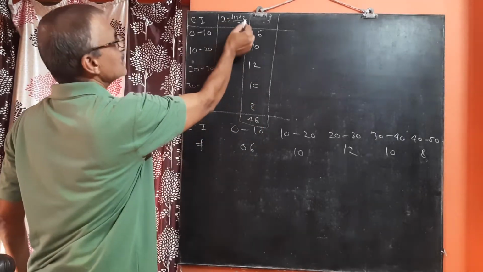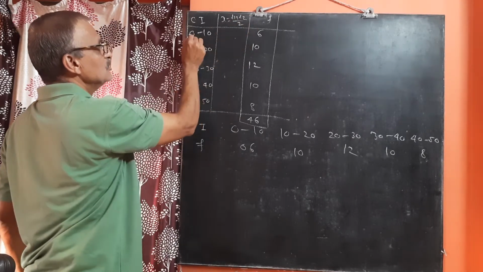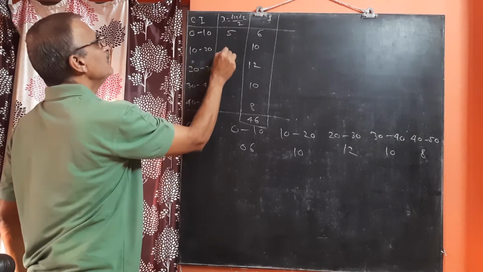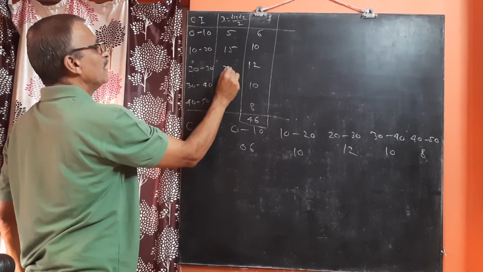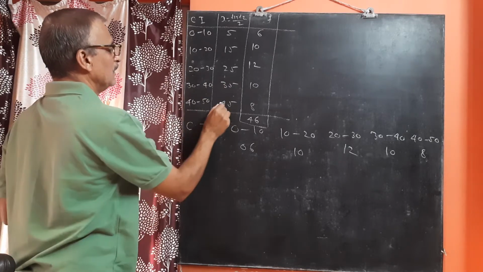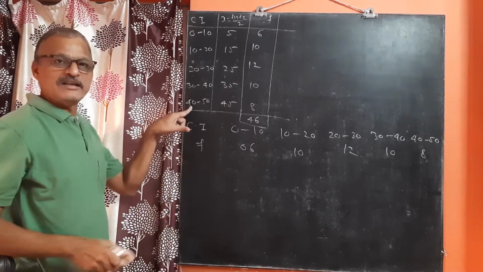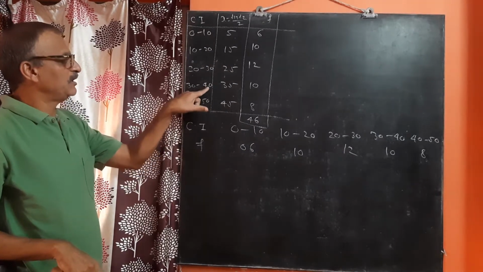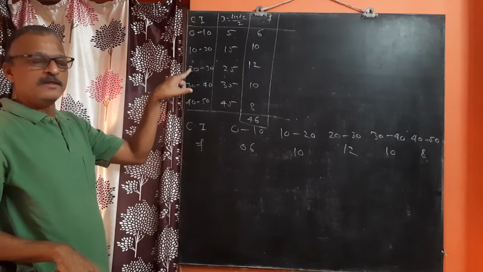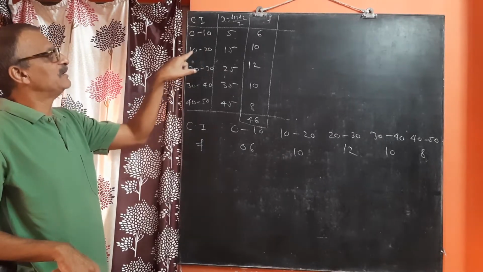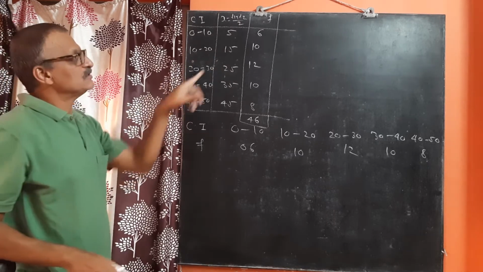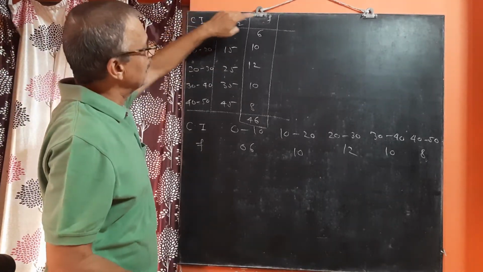Now the value of x, L1 plus L2 divided by 2, 0 plus 10, 10, 10 by 2, that means 5. This will be 15, this will be 25, this will be 35, and this will be 45. 50 plus 40, 90. 90 upon 2 is 45. 40 plus 30 is 70 upon 2 is 35. 30 plus 20, 50. 50 upon 2 is 25. 20 plus 10 is 30. 30 upon 2 is 15. So we have got the value of x.